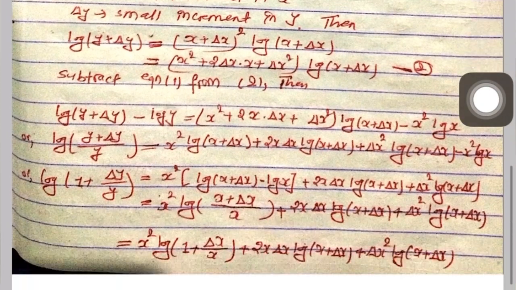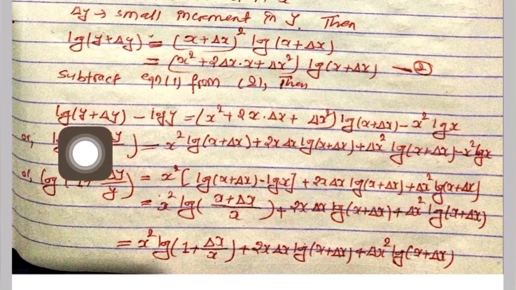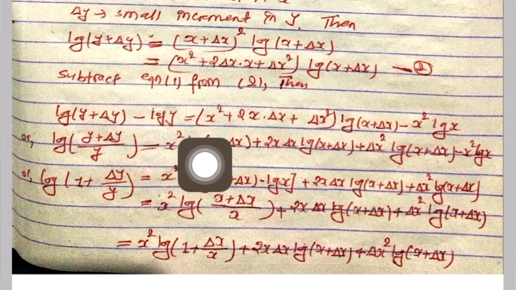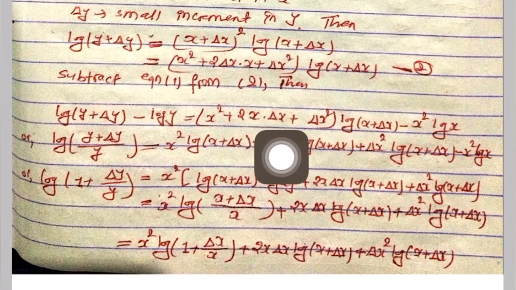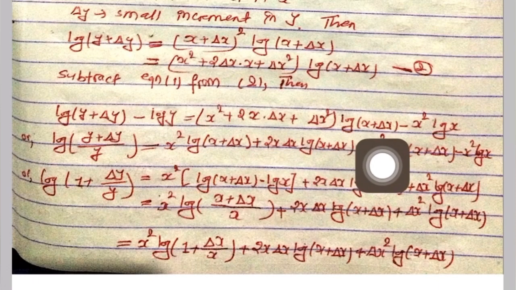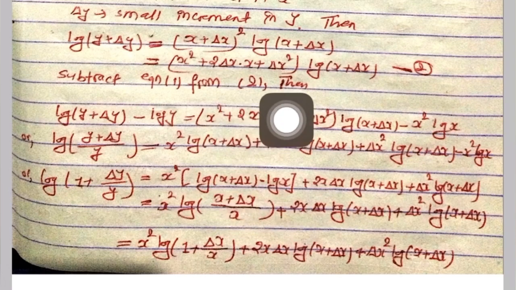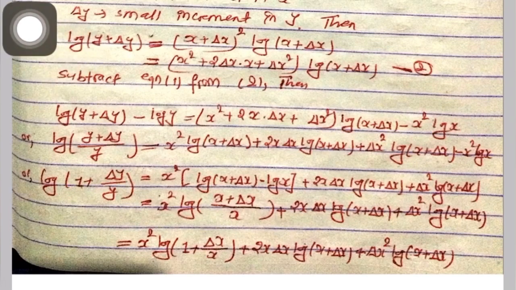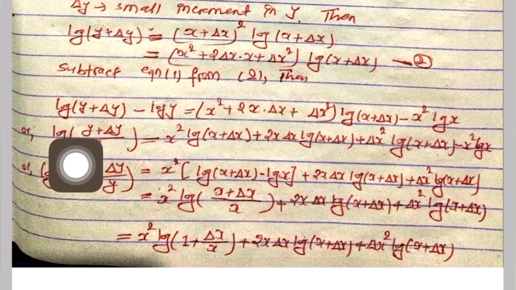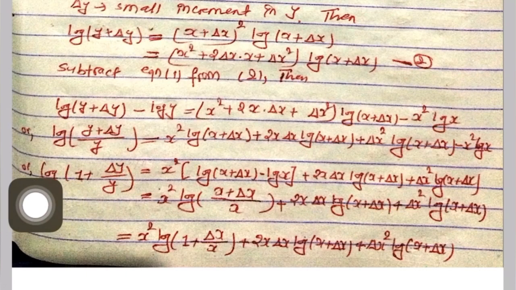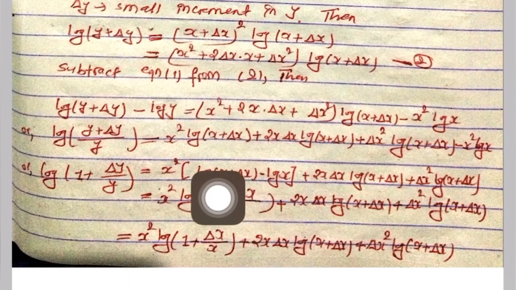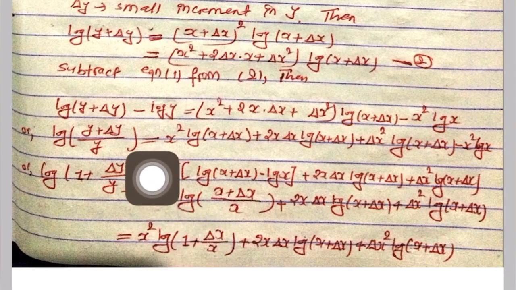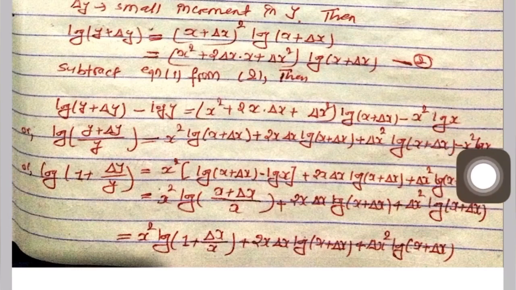We get on left hand side log of (y plus del y) minus log y, and on right hand side (x squared plus 2x del x plus del x squared) times log of (x plus del x) minus x squared log x. Now you have to open this bracket with log of (x plus del x). On left hand side there is log of (y plus del y) by y. In another step there is log of (1 plus del y by y) is equal to, now you have to arrange the terms. For example, x squared log (x plus del x) is there, and you have to arrange the term with this minus x squared log x.